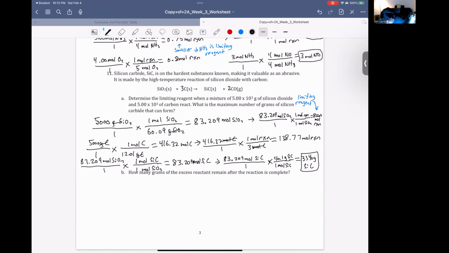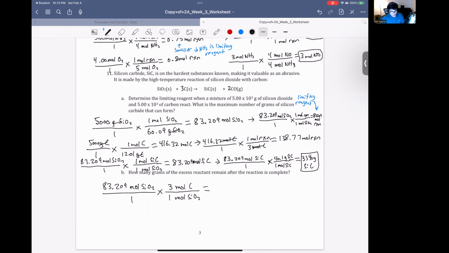Now for this next one, it says how many grams of excess reactant remain after the reaction is complete? So we're looking at this, right? How do we figure out how much carbon was used? These aren't in a 1-to-1 ratio. It's in a 3-to-1 ratio. So what I can say is for every mole of silicon dioxide used, using stoichiometry, I know that there are 3 moles of carbon used up in this reaction.